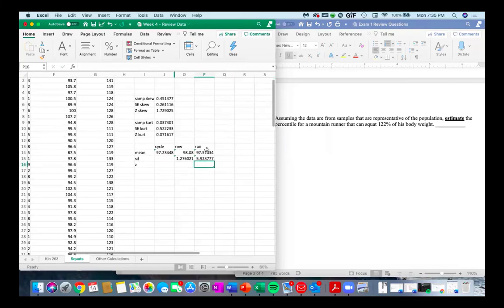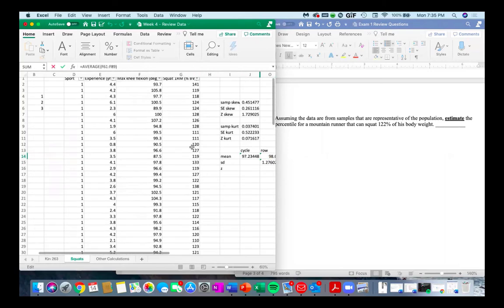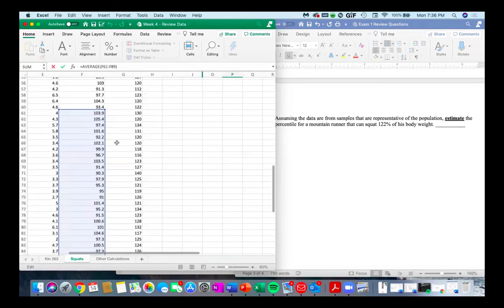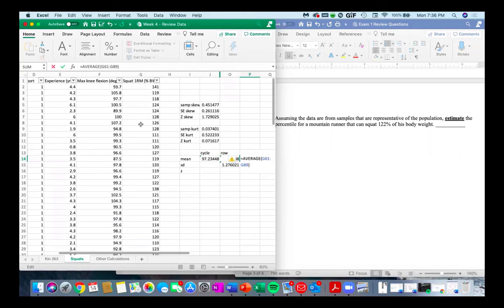Oh, and actually this was the mean for our knee flexion degree. So I'm going to change this. Why don't you highlight? Oh, there it is. Runners, and instead of the knee flexion, I just want to change it to my squat data.